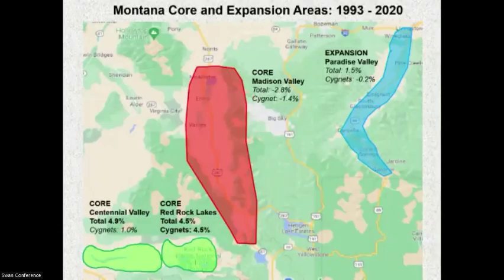So you can see here for Montana, the two categories I used were total swans and the total number of cygnets observed from 1993. If it is bolded in black, it is a statistically significant increasing trend. And if it's just italicized, it's an upward trend with no statistical significance. And you can see that the Madison Valley has been in a slightly negative, decreasing trend since 1993. The Paradise Valley is an expansion area, with a slight increasing trend in total number of birds and almost zero cygnet production. Whereas the Centennial Valley and Red Rock Lakes, once again the core area for Montana, show a statistically significant increasing trend since 1993.